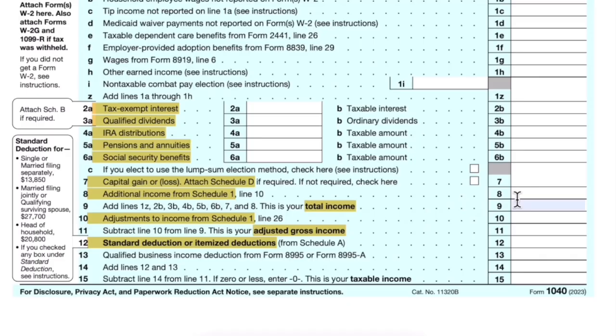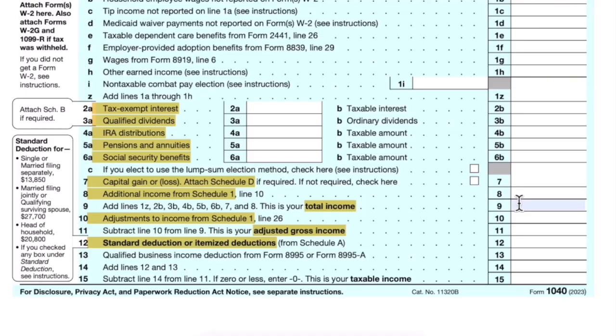Then what we do is we sum up all the income, the aforementioned income from lines 1 through 8, and that gives you your total income, which is reported on line 9. So once you have your total income, that's your gross income, then there are some adjustments to that gross income.